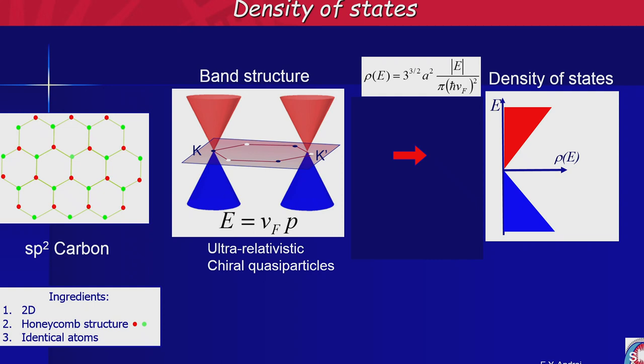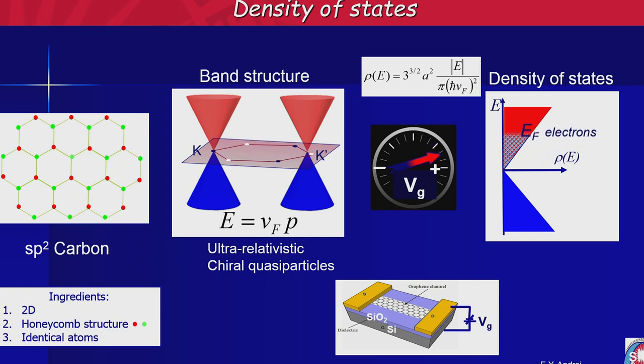Because the density of states is so small and linear in energy, we can tune it with a gate. It's very easy to do. You cannot do it in regular metals where the bands are flat. But here we can very easily tune it, and we make a device like this.